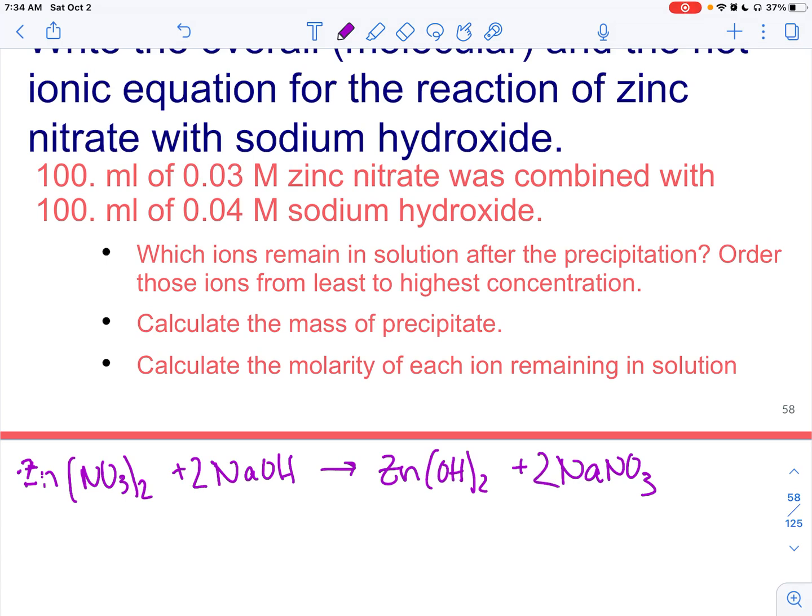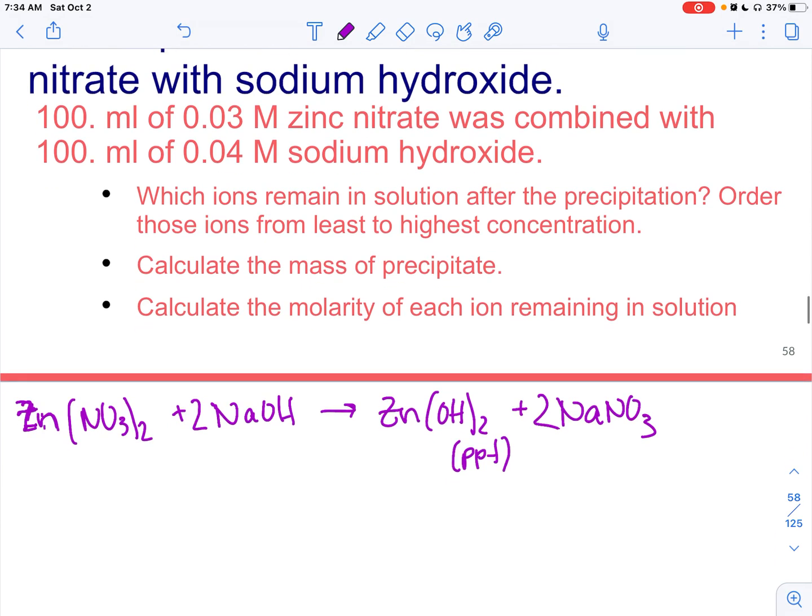Now the net ionic equation would be, we would break up everything except our precipitate. Our precipitate is going to be this right here. So we would break everything up and we would end up with Zn, and then cancel out our spectator ions. And that would be our net ionic equation.